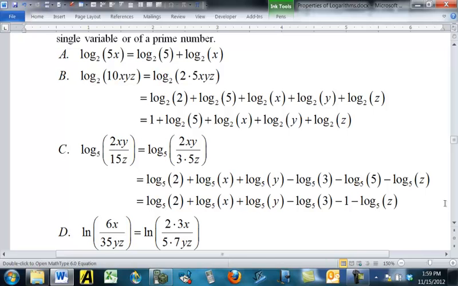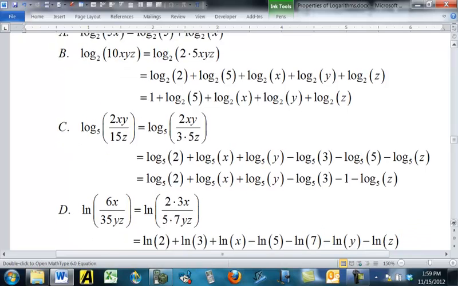Next one, log base 5 of 2xy over 15z. Rewrite 15 as 3 times 5. Again, we can make a logarithm for each factor. Log base 5 of 2 plus log base 5 of x plus log base 5 of y. Those factors were in the numerator, so they got a plus 1 or positive coefficient. The rest of them are going to be subtracted, or in other words, have a negative 1 coefficient. Log base 5 of 3 minus log base 5 of 5 minus log base 5 of z. Log base 5 of 5 is 1, so we can simplify that one. The last one, we're going to rewrite 6 as 2 times 3 and 35 as 5 times 7.